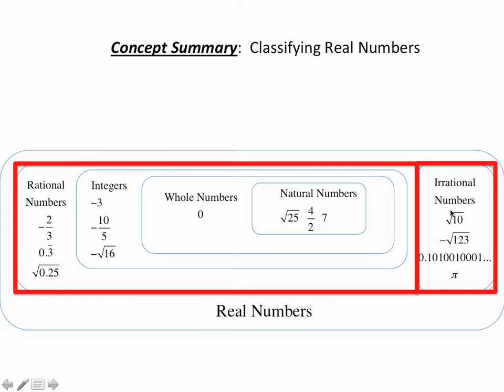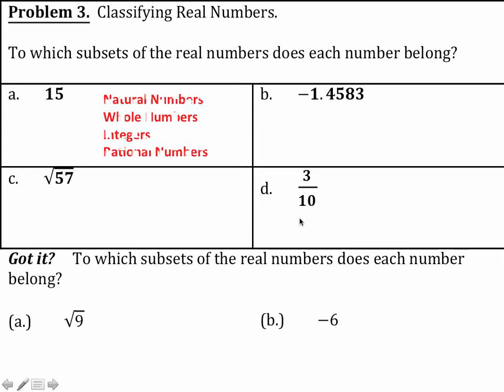They are not irrational. Notice there's a definite distinction here in that irrationals are not included in anything on this left side of the box. So 15, he's a natural, he's a whole, he's an integer, he's a rational. All right? And he would be a real number, but it says to which subsets of the real numbers. All right? So let's look at number 2, letter B.